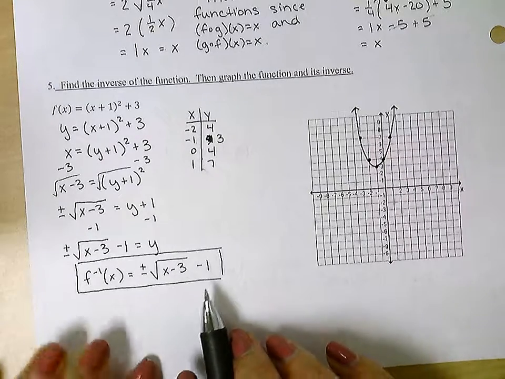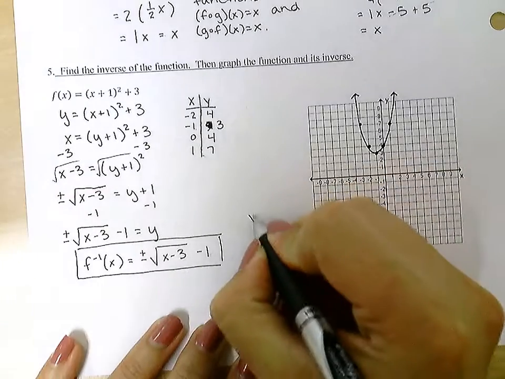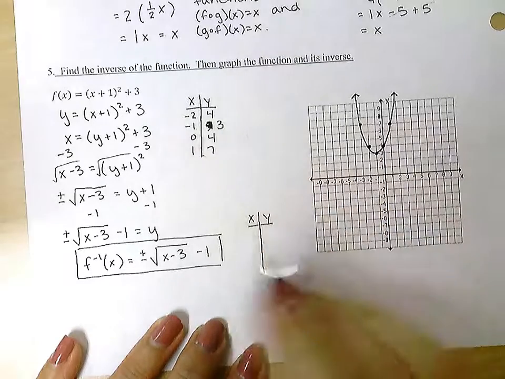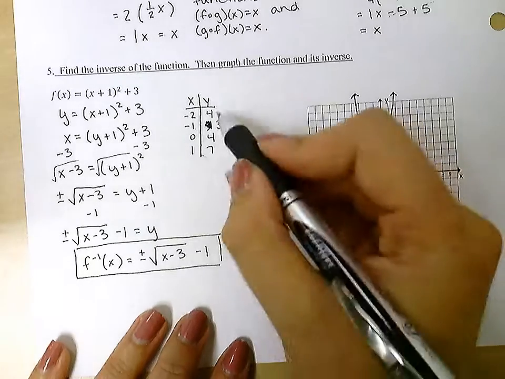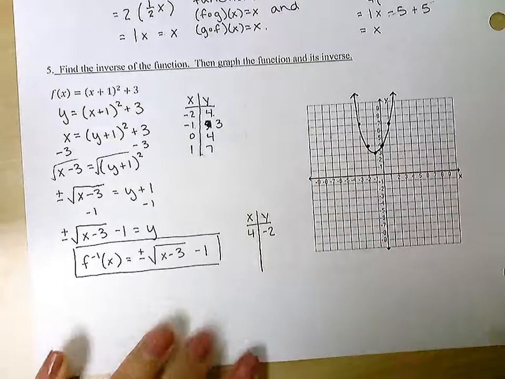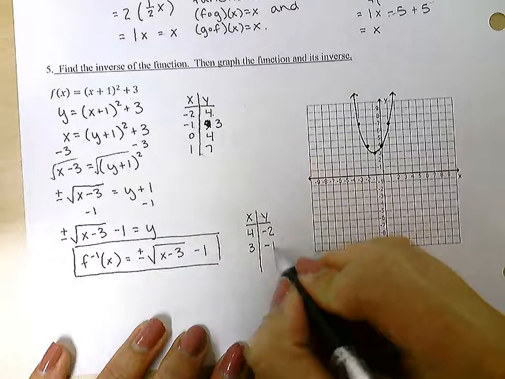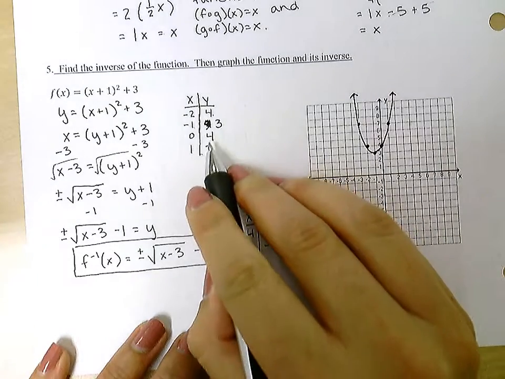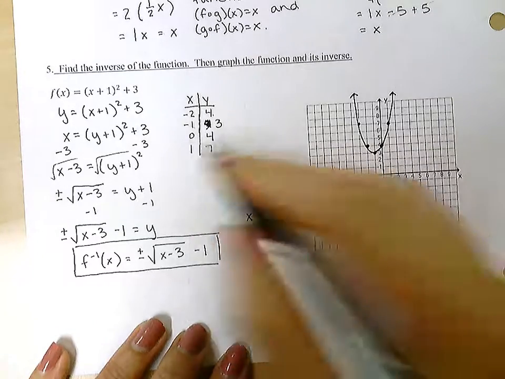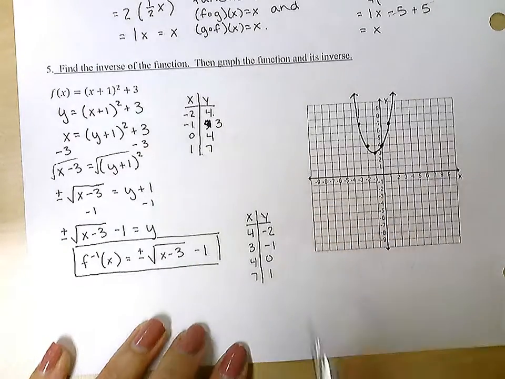Now I want to plot my inverse function here. So just like we did yesterday, since it is an inverse, we're just switching x and y. So for my x, y chart for my inverse, I'm just going to flip-flop these numbers. So my x value now will be 4, and my y value will be -2. My x value will now be 3, and my y -1. Same thing here, my x value will now be 4 again, my y 0. Okay, x value 7, y 1.